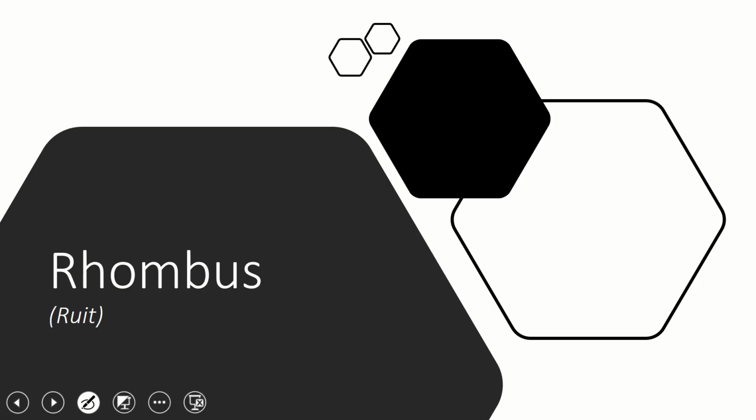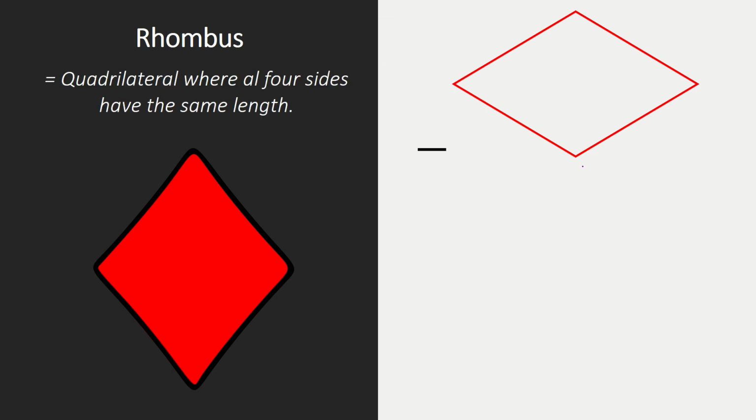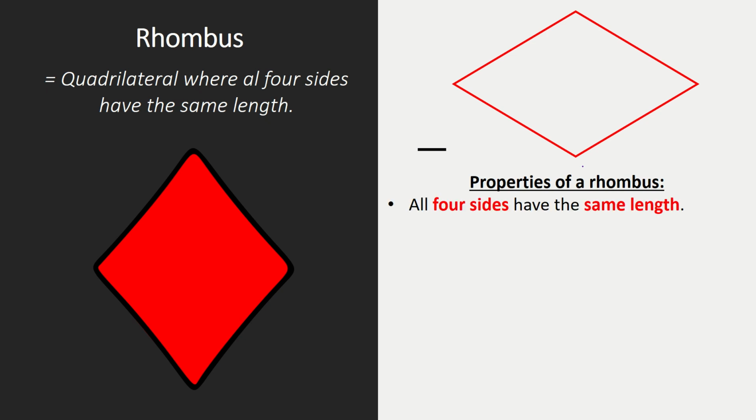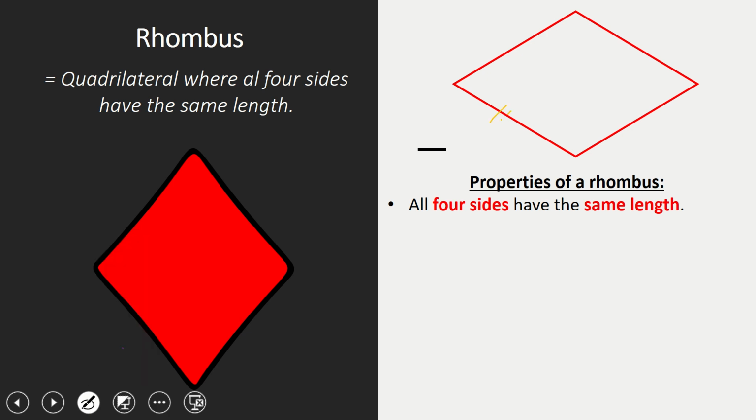Now we're going to have a look at the rhombus. The rhombus in Dutch is een ruit. So it's a quadrilateral where all four sides have the same length. So if we're going to have a look at the properties of a rhombus, then all four sides have the same length. That means that this and that and that sides are equally long.